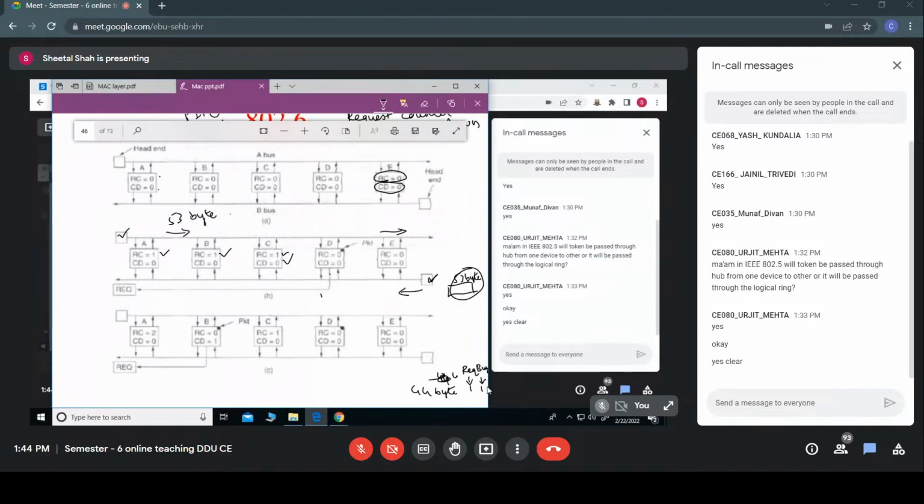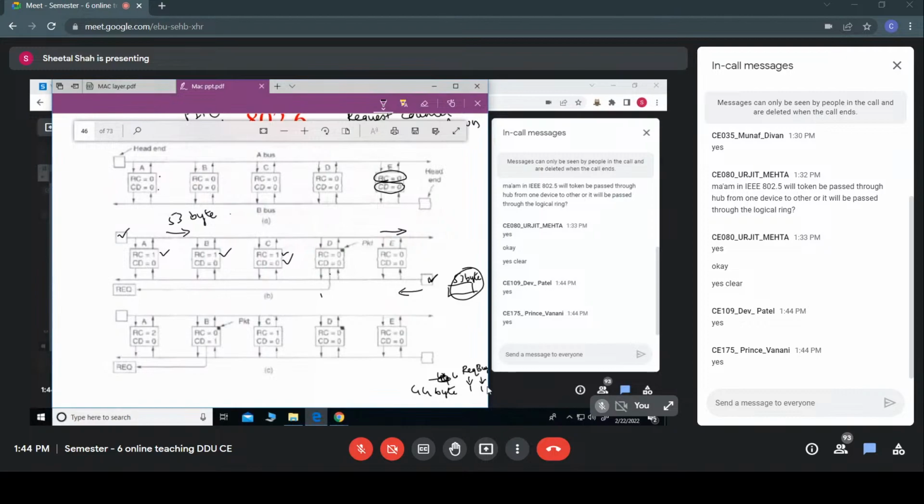Is this thing clear at least now? What does this indicate? That towards the right hand side, some station wants to transfer the data. Is it clear now? Hello?